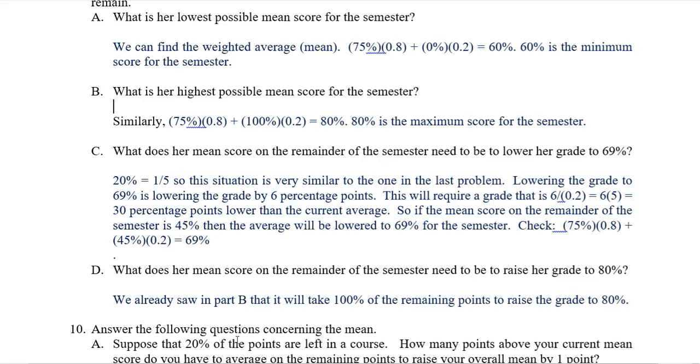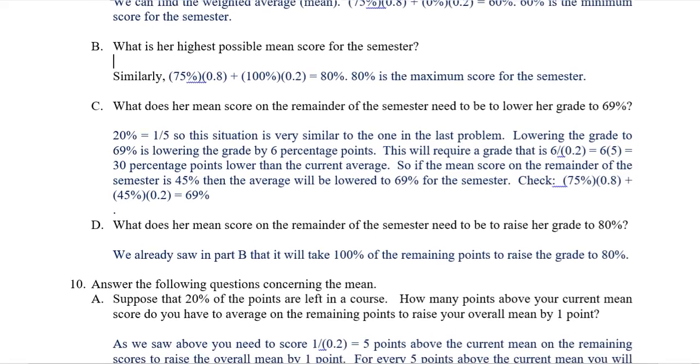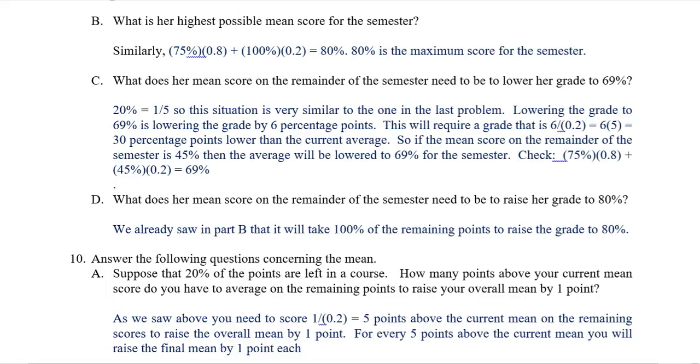Okay, let's do a couple more. Suppose that 20% of the points are left in a course. How many points above your current mean do you have to average on the remaining points to raise your overall mean by 1 point? Actually, we also answered this, which is 5 points above the current mean to raise your score 1 point. For every 5 points you make above your current mean, you will raise the overall grade by 1 point.